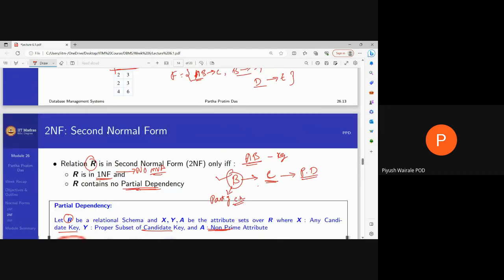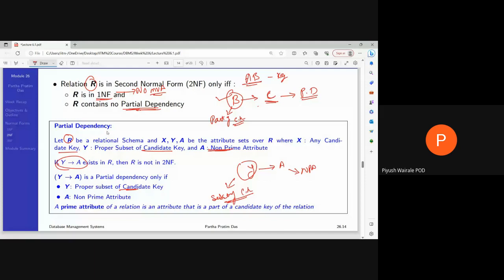The same thing is explained here in terms of X, Y, and A. A is a non-prime attribute, Y is a proper subset of the candidate key. X here is AB, Y is B, and A is C in the example I took. So first you have to find the candidate key, then find the prime and non-prime attributes, and then check whether the left hand side is a proper subset of the candidate key or not, and whether the right hand side is a non-prime attribute or not. If this condition exists, then that functional dependency is a partial dependency, and the relation is not in 2NF.